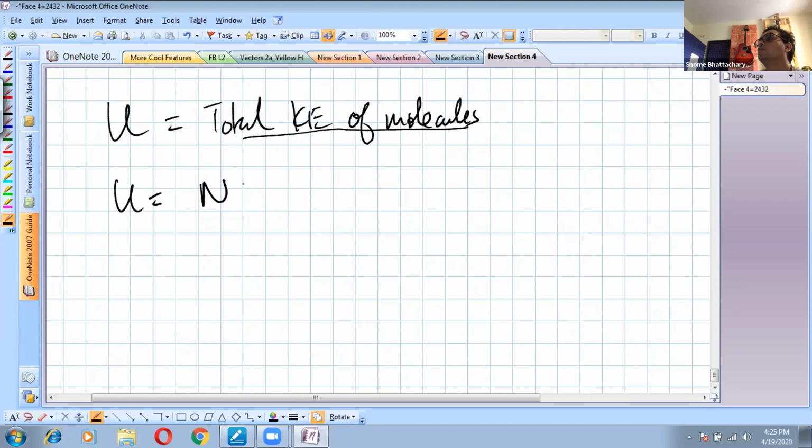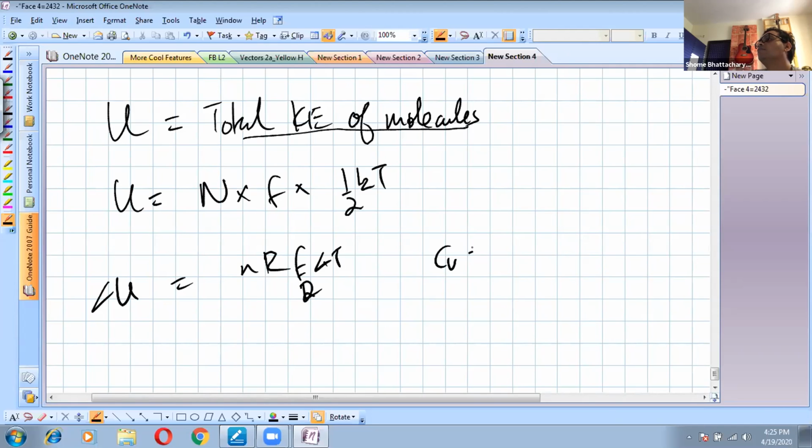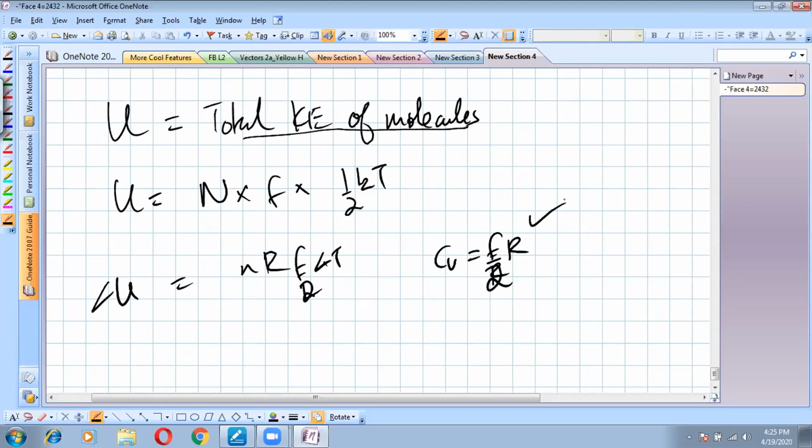This is equal to number of molecules into degrees of freedom into half kT. So this is the general thing. And therefore our delta U comes as n R f by 2 delta T, and that's why finally your Cv comes as f by 2 R. So ये सारा जो derivation है ना वो यहीं से आता है. It comes from all these things.